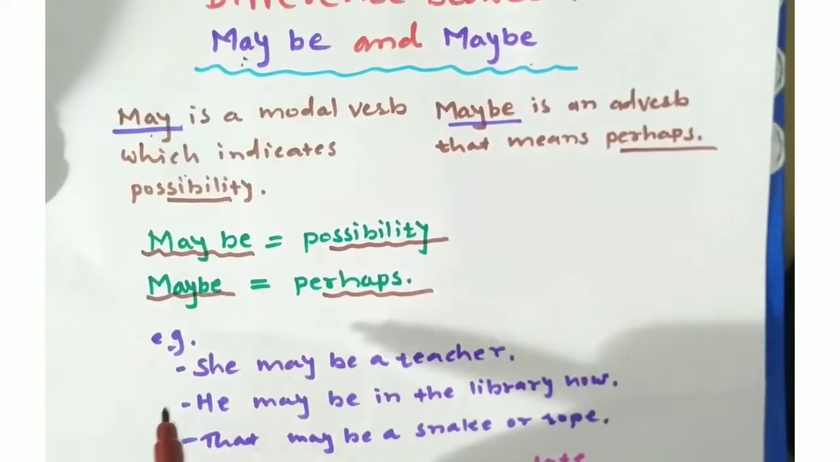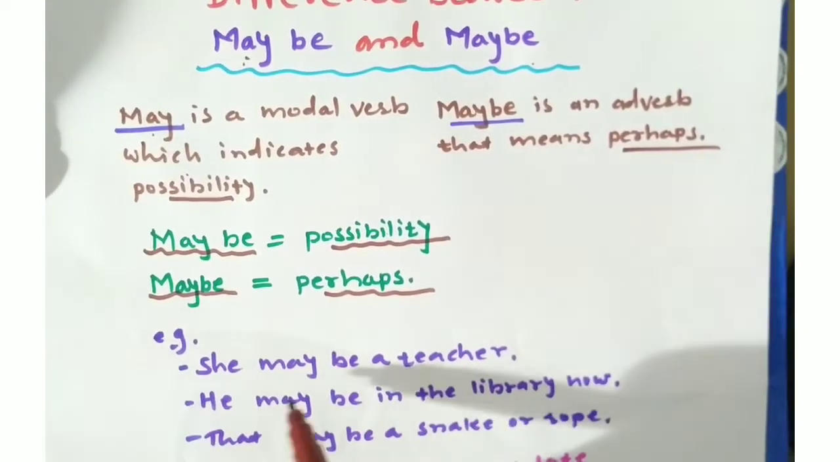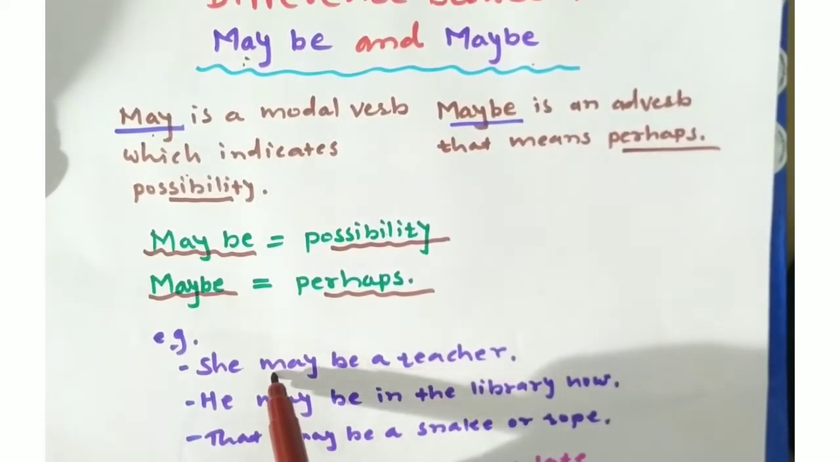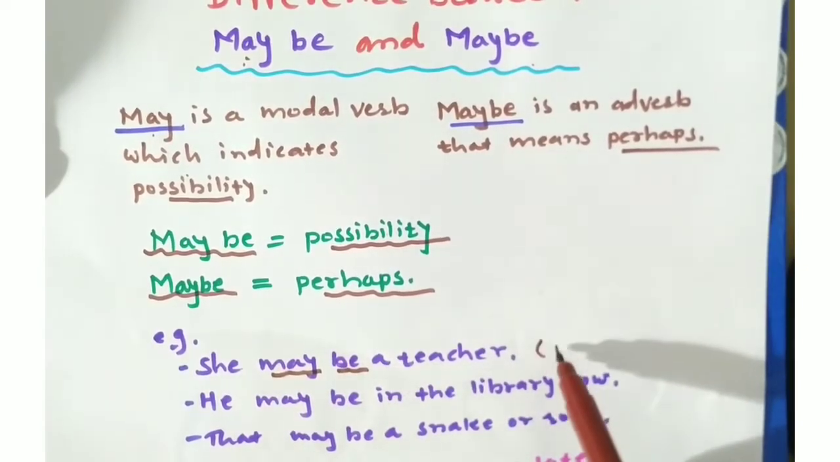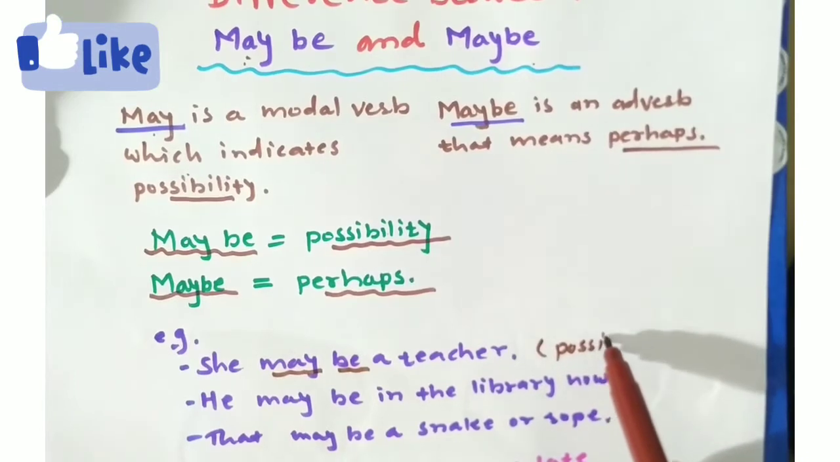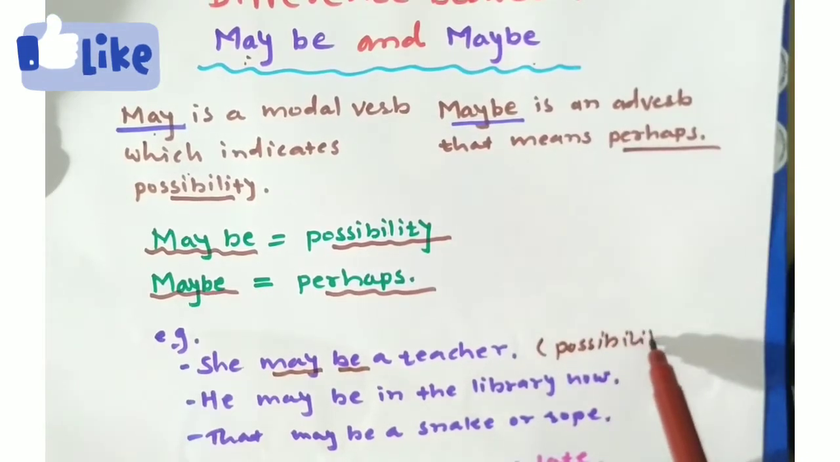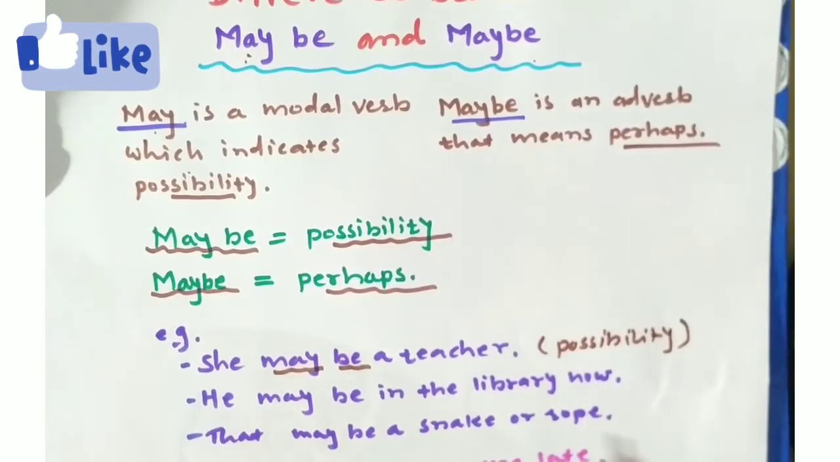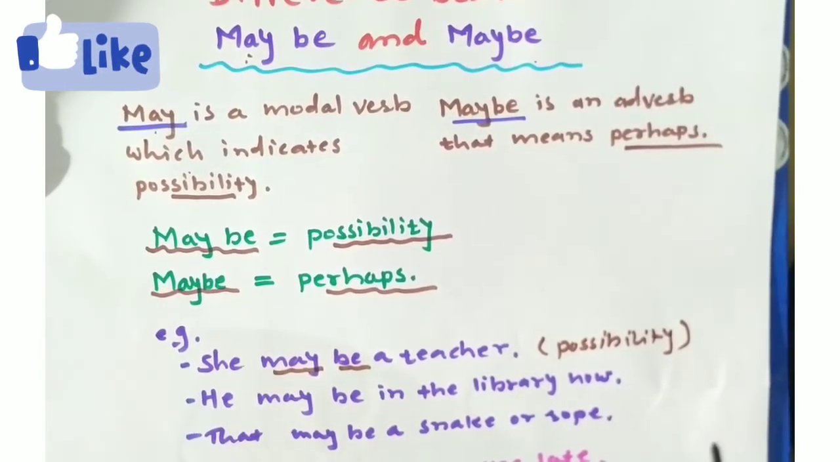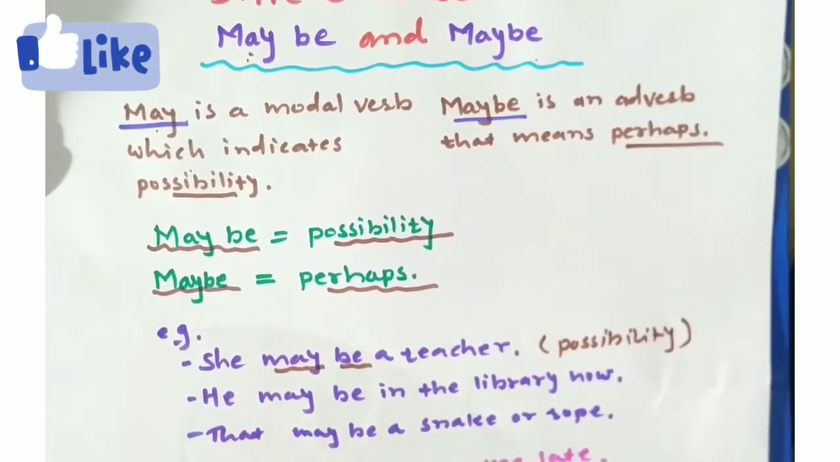See the first example. She may be a teacher, right? "May" is separate and "be" is separate. It means possibility. There is a possibility of her being a teacher. She may be a teacher, she may not be a teacher, but it looks like she is a teacher.